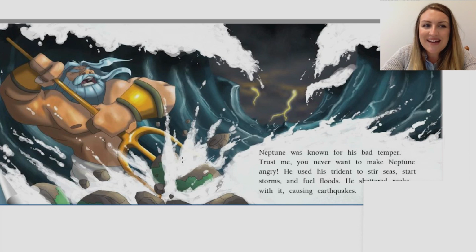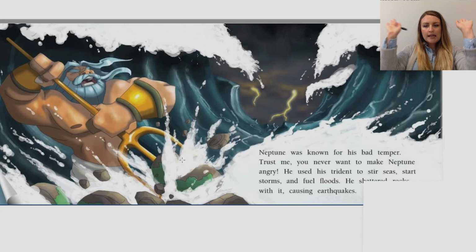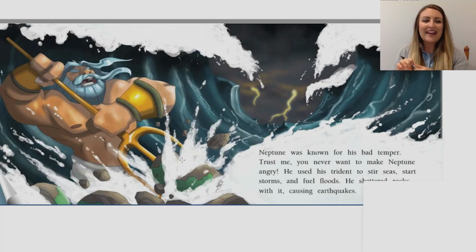Okay, stand up. I'm going to give you some phrases. If Neptune used his trident for this purpose, I want you to raise the roof like this. If Neptune does not use his trident for this purpose, I want you to show me an X with your arms like this. All right, let's get started. Neptune used his trident to stir the seas. Oh, yeah, excellent job. You should be raising the roof.